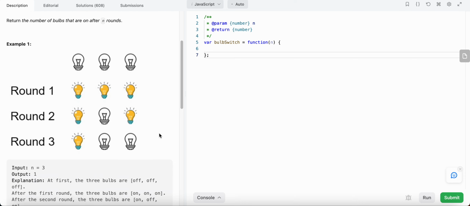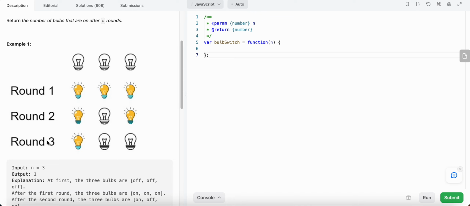Here we are given an example. Initially all of them are off. In the first round we turn all of these on. In the second round we toggle every second bulb. Since this is the second bulb and it's on, we turn it off, and there is no other second bulb. So that's all for the second round.